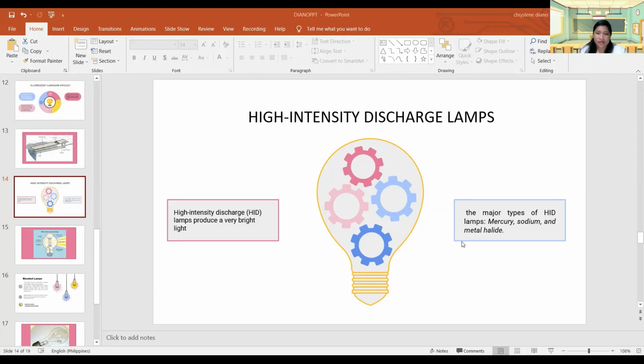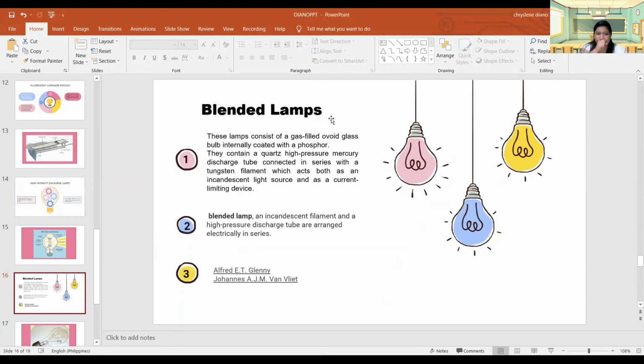Next is the blended lamps. Blended lamps consist of a gas-filled void glass bulb internally coated with a phosphor. They contain a quartz high-pressure mercury discharge tube connected in series with a tungsten filament, which acts both as an incandescent light source and as a current limiting device.